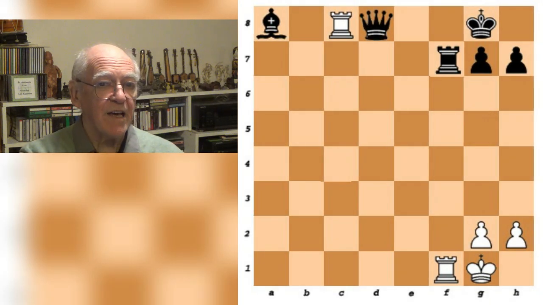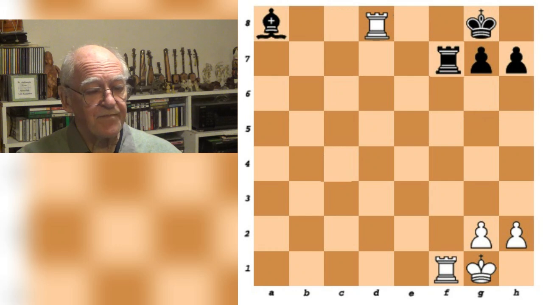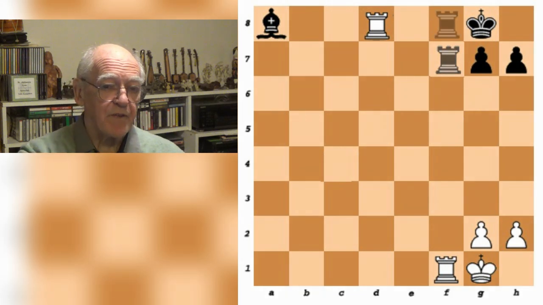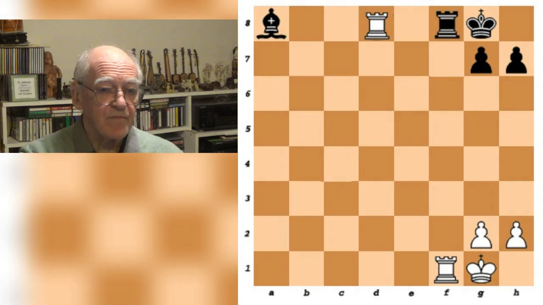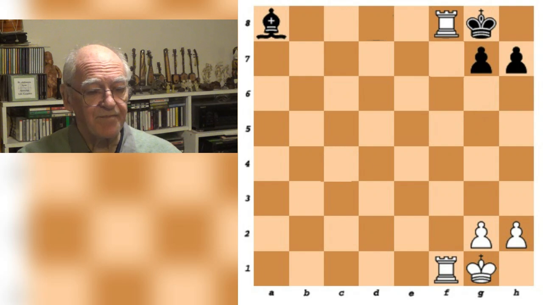g5 goes to d8. The rook from c8 takes the queen on d8. Rook f7 goes to f8. The rook on d8 takes the rook on f8, checkmate.